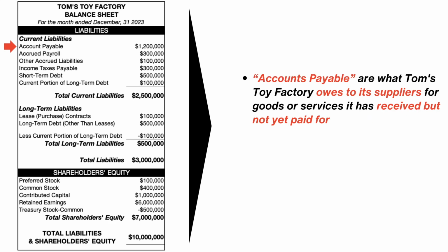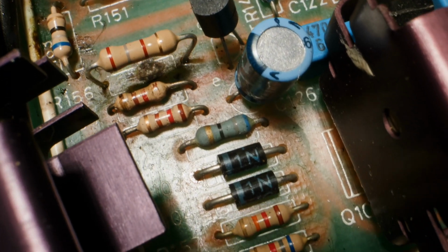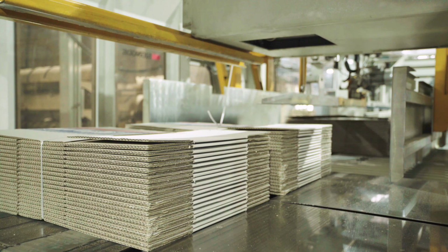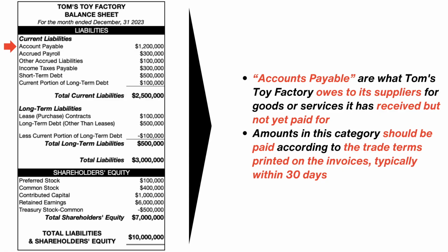Accounts payable are what Tom's Toy Factory owes to its suppliers for goods or services it has received but not yet paid for. Those are items like paint, electronic components, packaging, or other essentials used to manufacture toys. Amounts in this category should be paid according to the trade terms printed on the invoices, typically within 30 days.